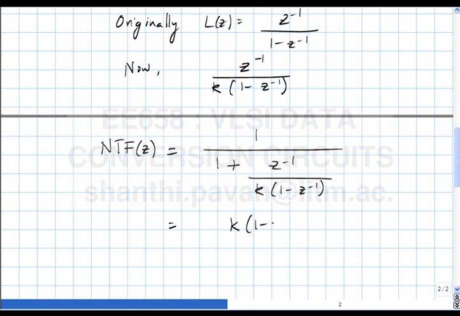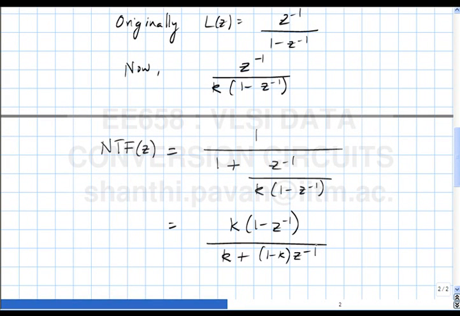which is K times 1 minus Z inverse divided by K, what is this now? K plus 1? No, it is not K plus 1, it's just K minus KZ inverse plus Z inverse, so it's basically K plus 1 minus K times Z inverse. This is fine? Alright.